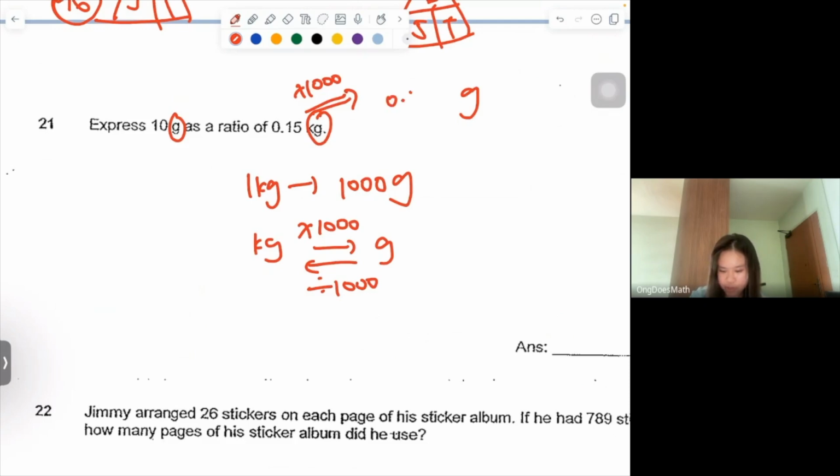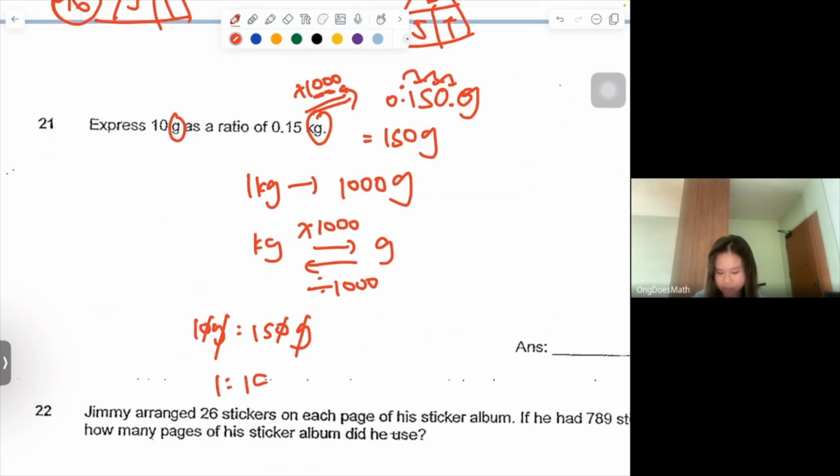So 0.15 times 1000. Move the decimal point to the right by how many times? 3 times, because there are 3 zeros. 1, 2, 3. Decimal point is here. Put a 0, fill in the 0. So it's just 150 gram. To express it as a ratio, so 10 gram to 150 gram, right? Units are the same, can cancel out. You have 0, can cancel out. So it just equals 1:15. So the answer is 1:15.